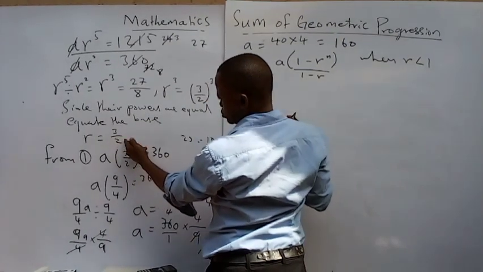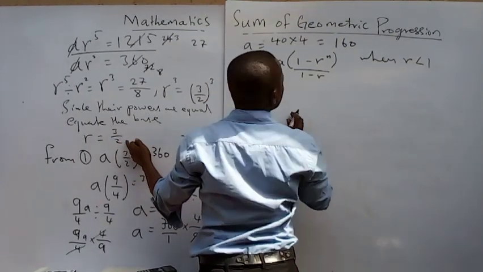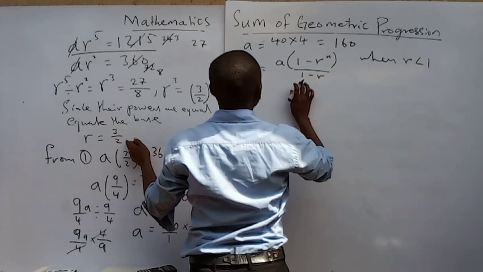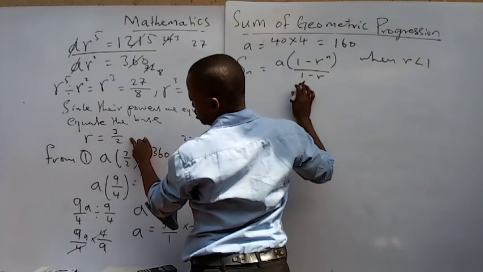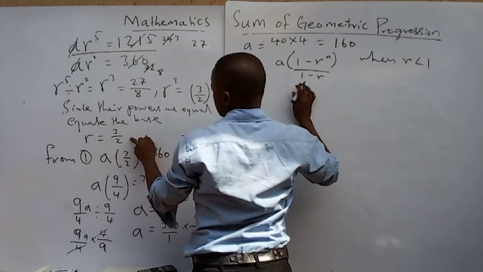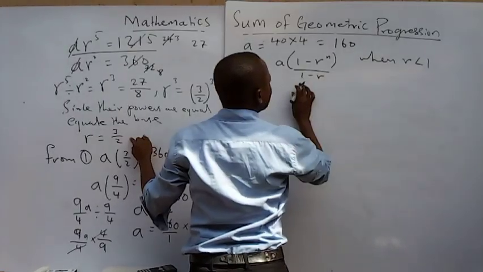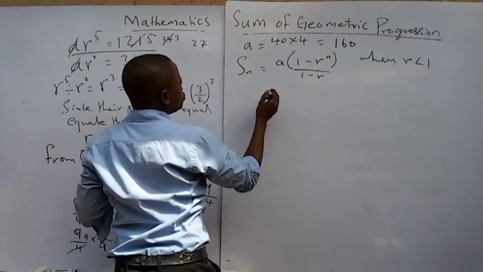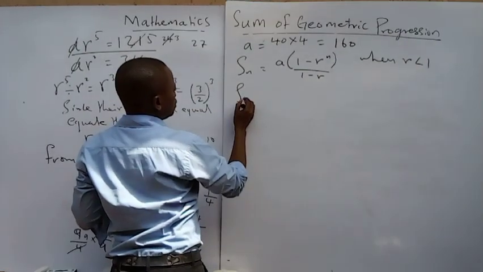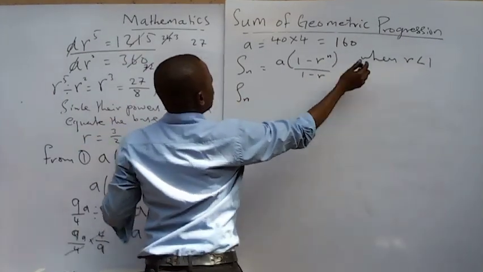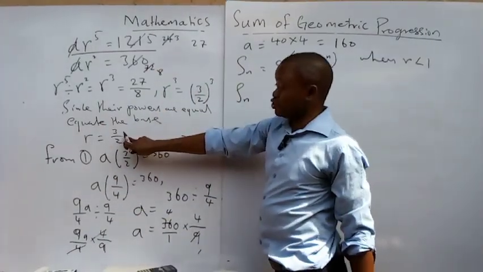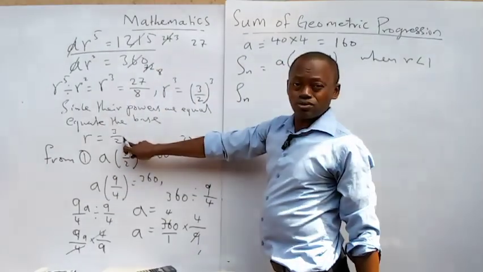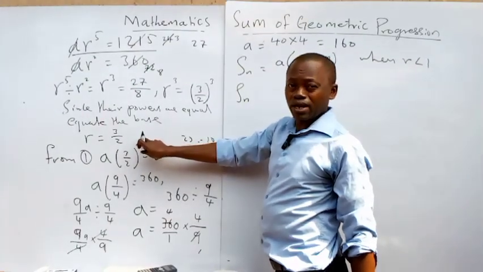This is 3 over 2. And 3 over 2 is 1.5. So we are not going to use this one because the common ratio is not less than 1. The one we are going to use is going to be Sn. Here, you can see that our common ratio is not less than 1. I hope you can see that. Our common ratio is 3 over 2, which is 1.5.